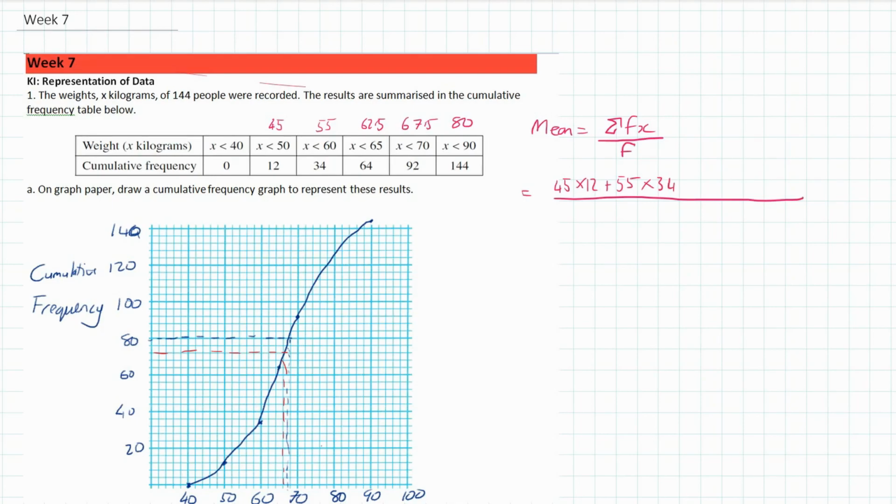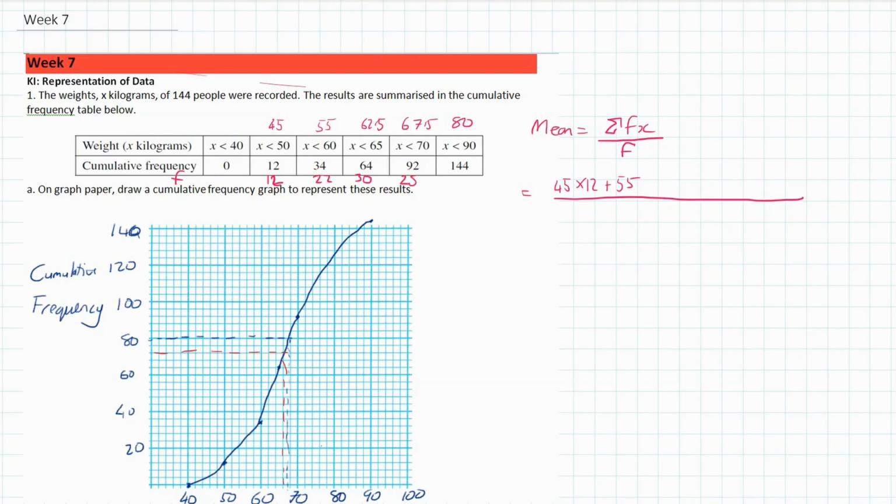No, wait, not times 34. Okay, so this is cumulative frequency, so we need to find out what the frequency of each one is. So if this is 12 and then you've gone up to 34, obviously that's going to be 22. And if you've gone from 34 to 64, that must be 30. Okay, and if you're going from 64 to 92, that's 28.